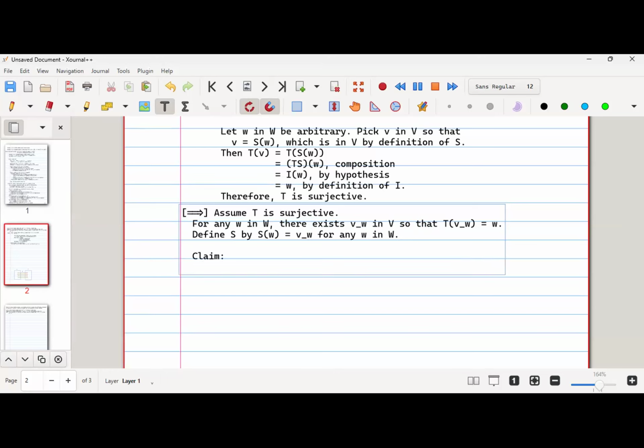So first we claim that S is linear, right? And then we also have to claim that TS equals I, right? So let's start with this one. After we finish proving these two claims, then this proves this direction, the forward direction.